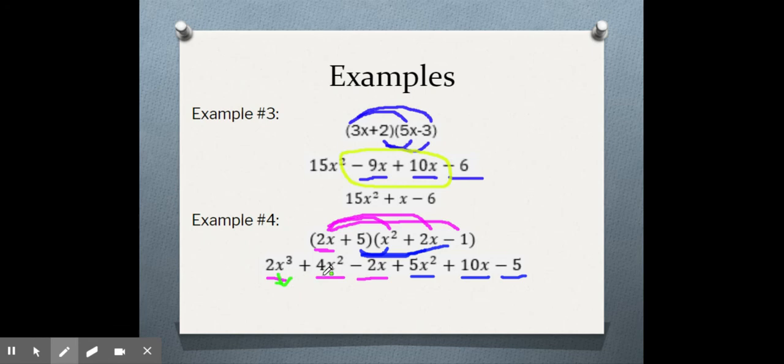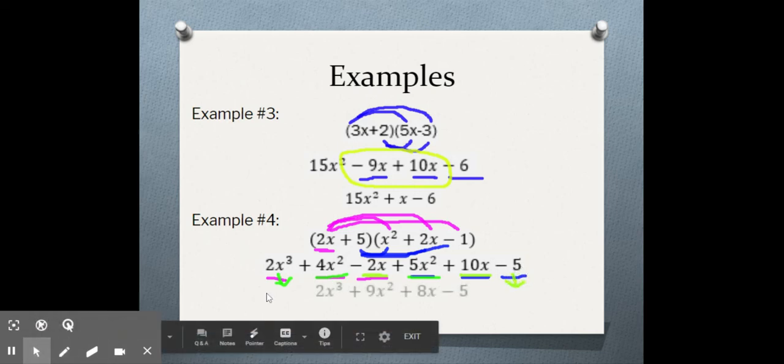Then I do have an x squared and another x squared. So 4 plus 5 x squareds gets me 9x squared. And then I have my 2x's. So now I have a negative 2x plus 10x, which should get you 8x. And I don't have any more numbers by itself, so that one's just going to go down as well. So my final answer should be my 2x to the third power, 9x squared, plus 8x, and we brought down that negative 5. And that's all for today.